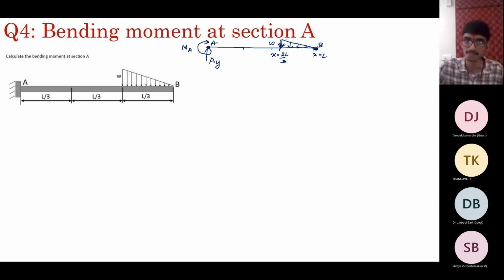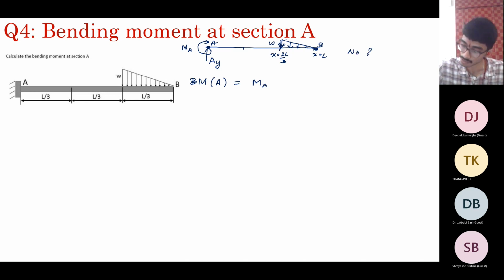So consider this structure. Now it is simple. We just have to determine the bending moment at section A. So the bending moment at section A is the same as the reaction at the point A, which is MA. So you just have 3 unknowns and 3 equations. We have already used one equation, that is sigma Fx equal to 0. Since there are no horizontal forces, it implies no horizontal reactions.